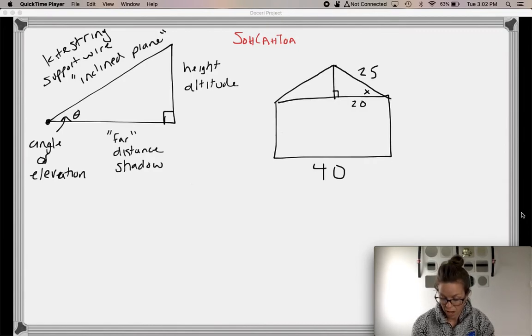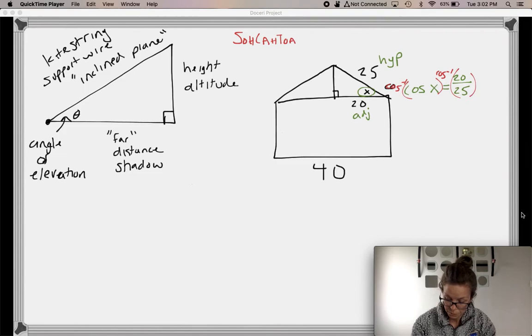So I've got my angle I'm going to choose. 20 is adjacent. 25 is hypotenuse. So adjacent hypotenuse, that's the CAH, so that's cosine. Cosine of the angle equals side adjacent over side hypotenuse. And to solve this, we're going to inverse cosine both sides of this. So inverse cosine cancels cosine, like taking off your socks.